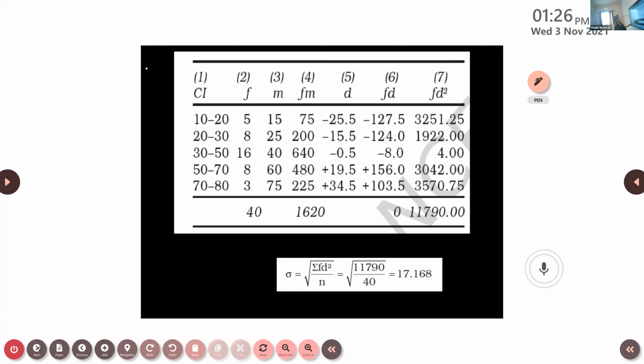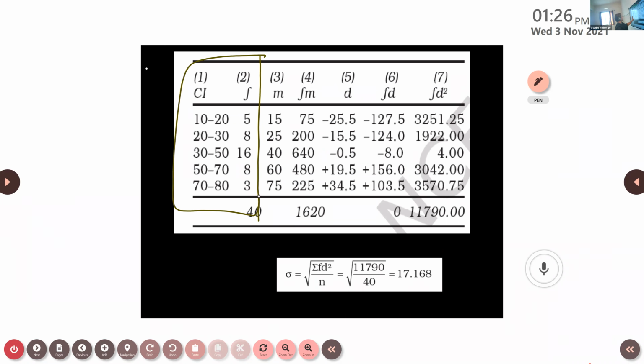Okay. Now here, one example, what they have given in your textbook, class interval is given 10 to 20, 20 to 30, 30 to 50, 50 to 70, 70 to 80, like that class interval is given. F. Till here will be the question. This M, FM, D, FD, FD square is different. Okay. So here this will be the question.